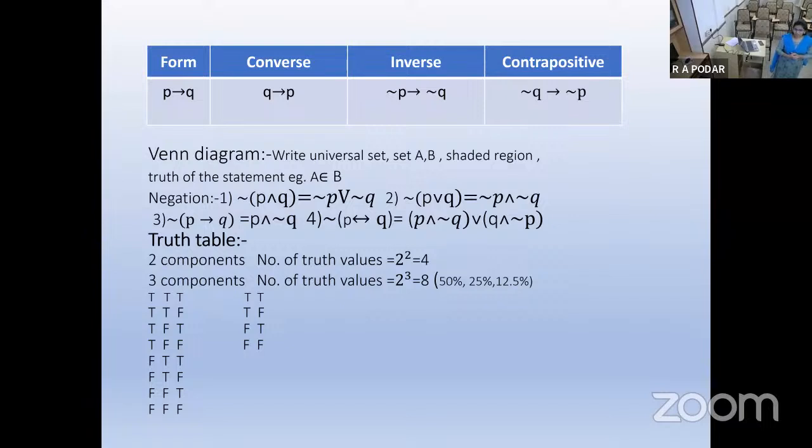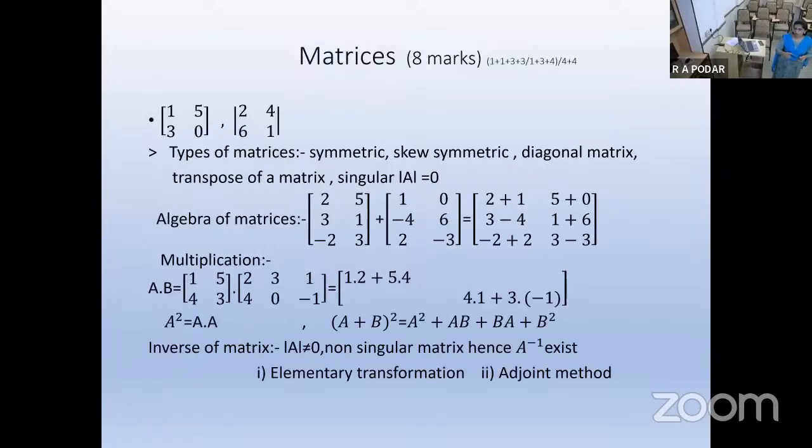Please define first our chapter, logic. In that, 8 marks are given, so the marks distribution will be 1 plus 1 plus 3 plus 3, or 1 plus 4 plus 3. This is the marking scheme, so totally 8 marks. Similarly, matrices also has 8 marks. I have written that the marks distribution can be 1 plus 1 plus 3 plus 3, or 1 plus 3 plus 4, or rarely they will ask 2 questions of 4 marks. That combination they will rarely apply.